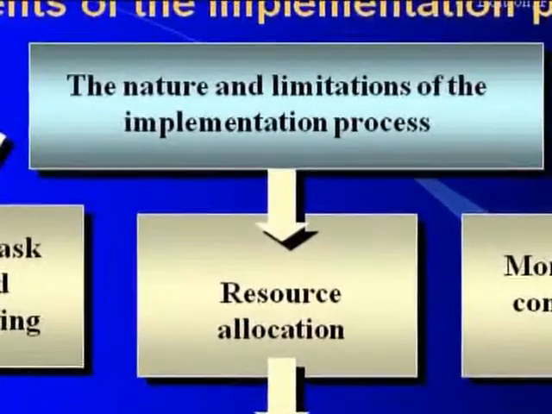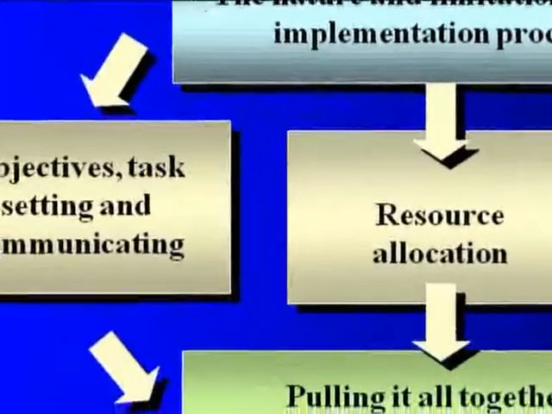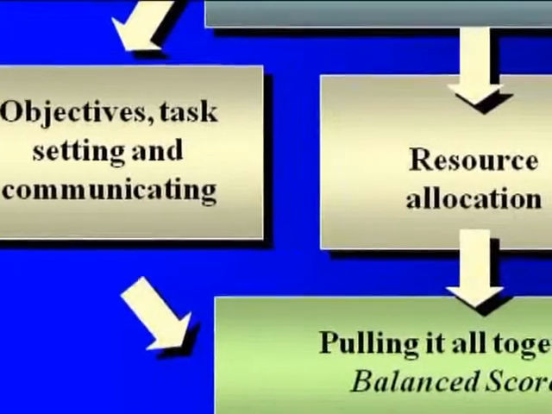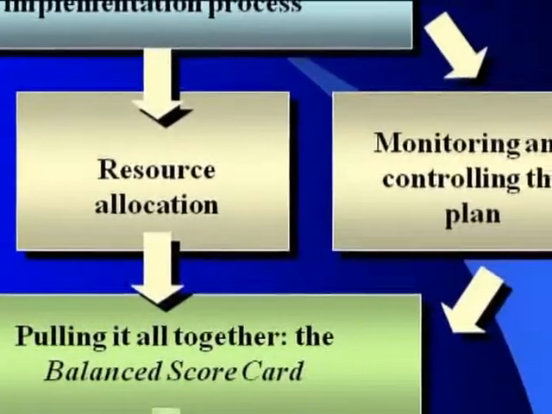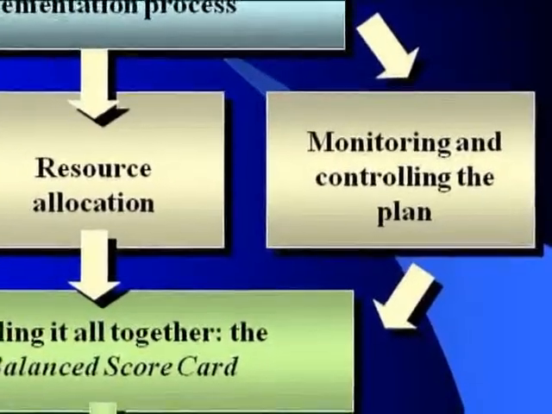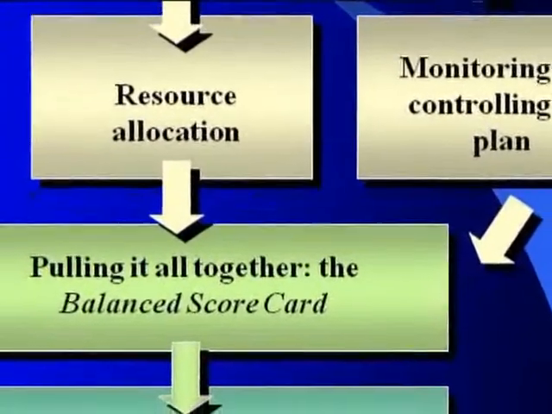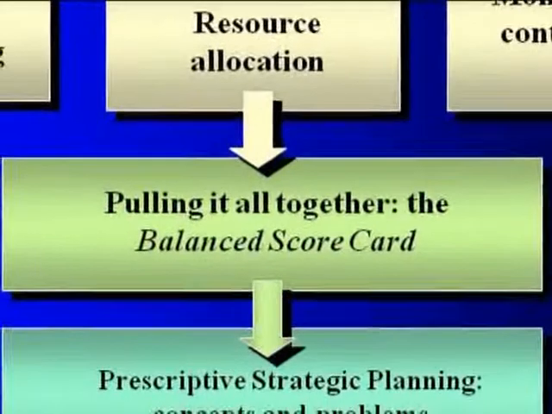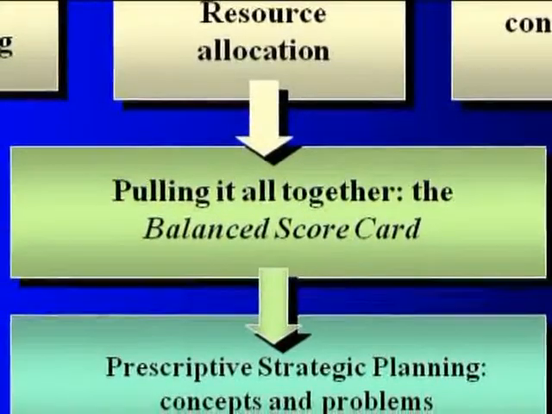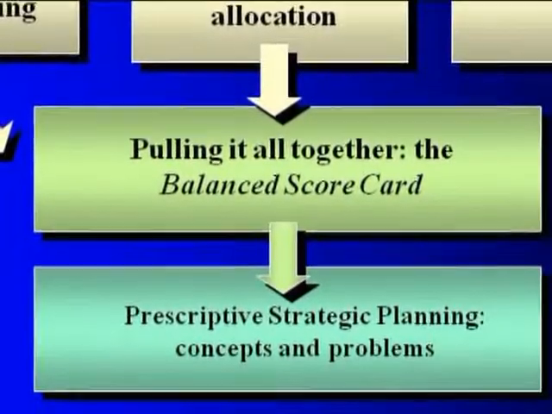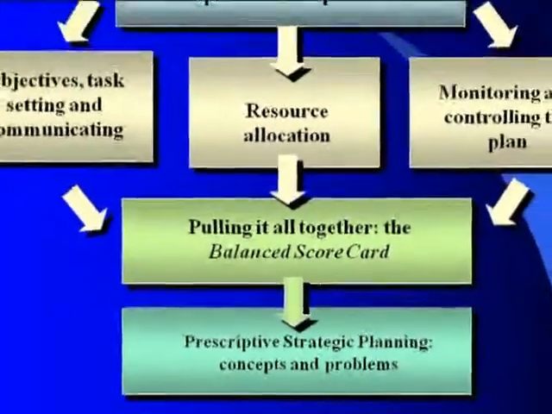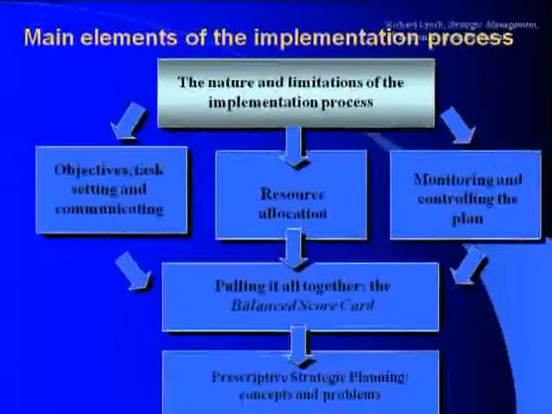It begins by defining the nature of the implementation process. It then continues with 3 short sections on objectives and task setting, resource allocation, and monitoring and controlling the strategic plan. It then moves on to consider the balanced scorecard, which pulls the whole thing together, before finishing with a section on prescriptive planning concepts and problems.